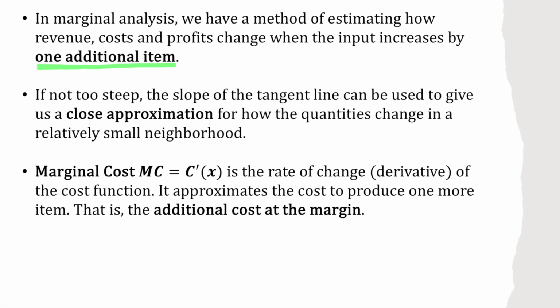Marginal cost, that would be C prime of X, is the rate of change of the cost function. It's the derivative of the cost function. And it approximates the cost to produce one more item. That is the additional cost at the margin.